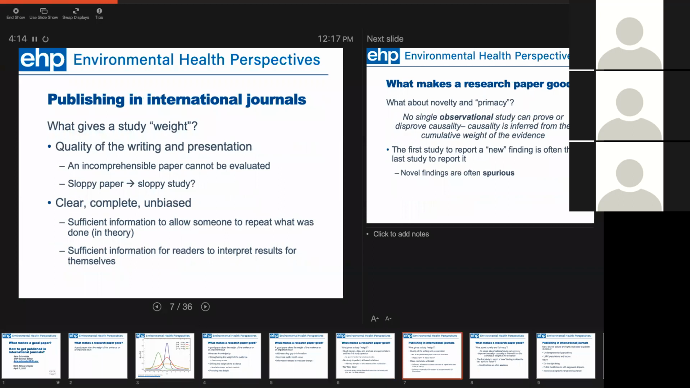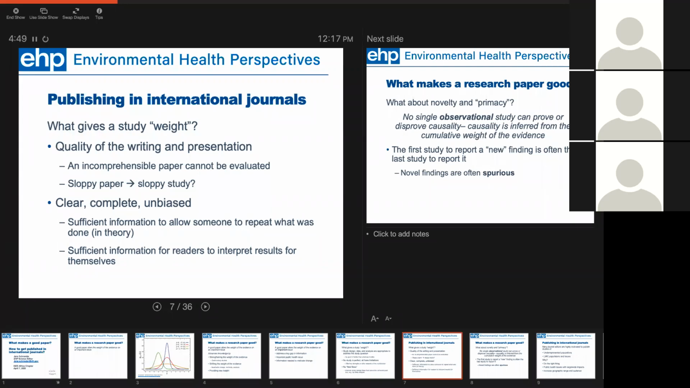The quality of the writing and presentation are important. An incomprehensible paper can't be evaluated. So if we can't understand the paper, we can't determine if it adds weight or not. The other thing that we worry about, if a paper is very sloppy, if there's a lot of errors, if it seems to have been done very hastily, then we worry that the study itself may be sloppy, may be poorly conducted.